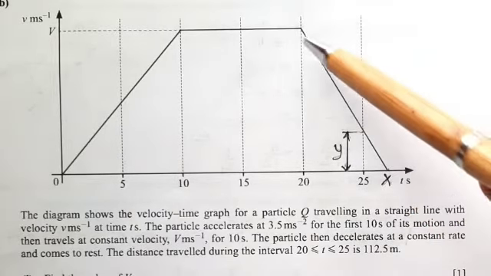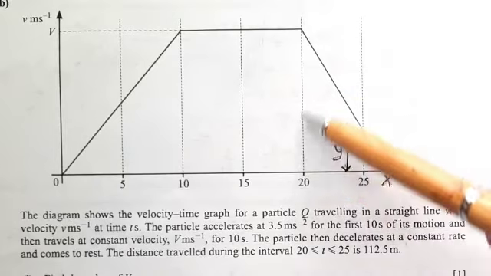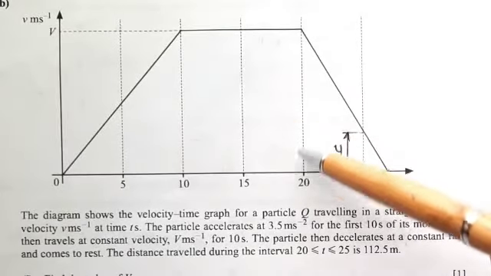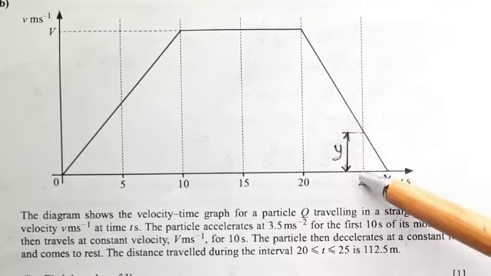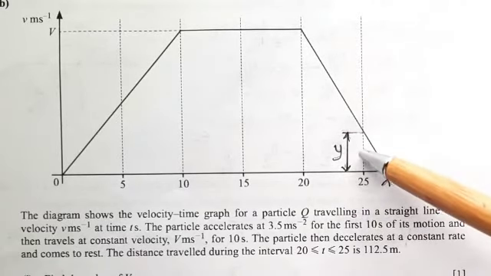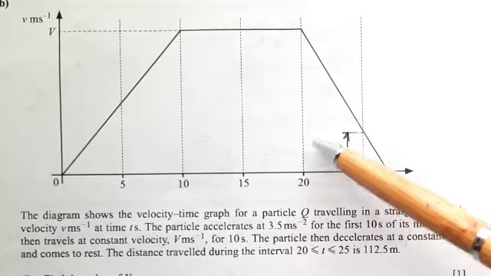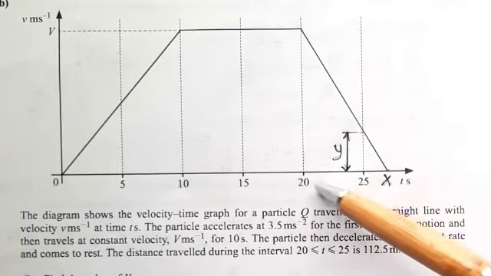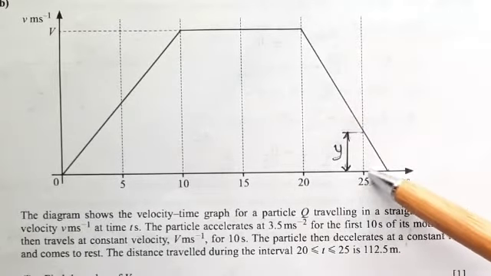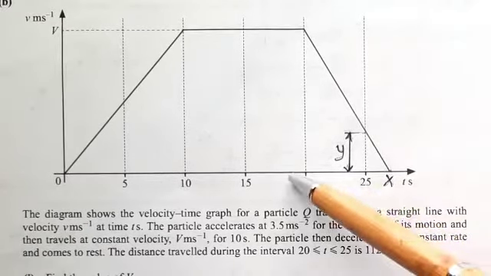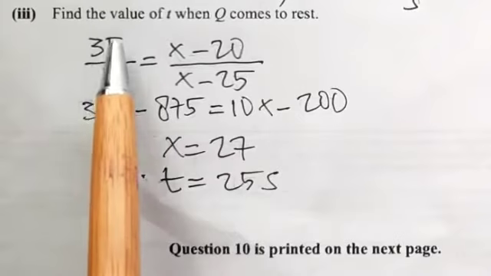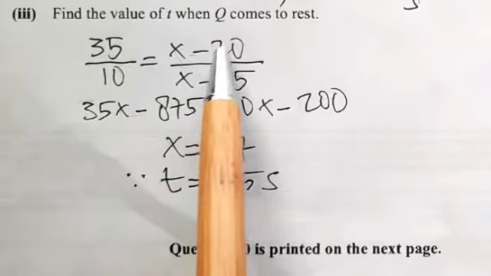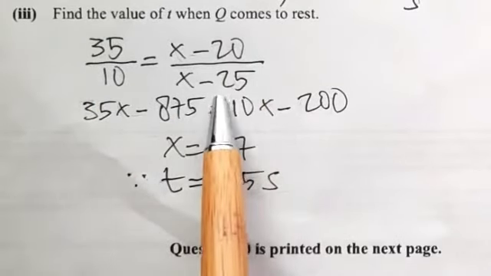Thus the height of this one, that is 35, found earlier in part I, divided by y, already found in part II, that is 10. Thus 35 divided by 10 equals the length of this one divided by the length of this one. The length of this one is x minus 20, and the length of this one is x minus 25. 35 divided by 10 equals x minus 20 divided by x minus 25.